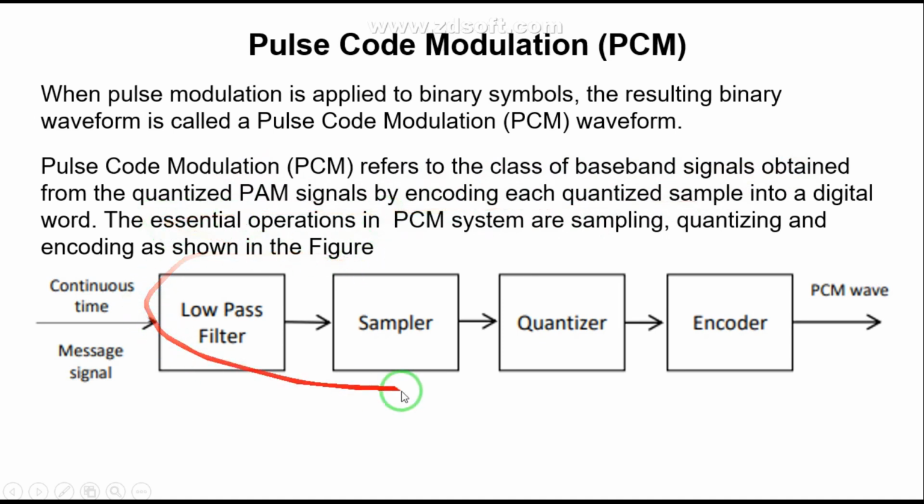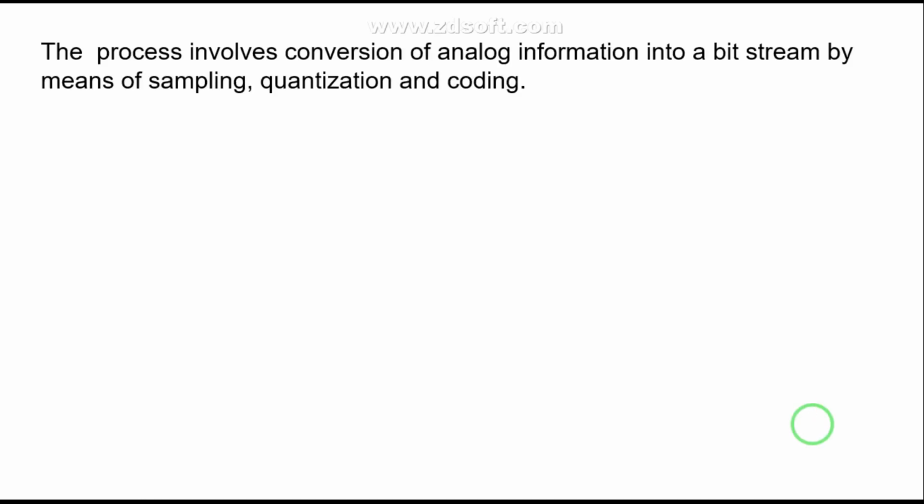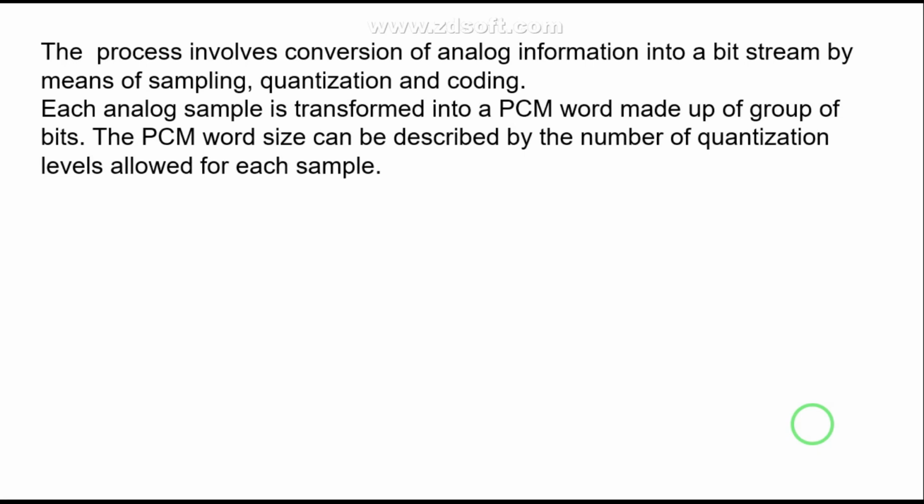And basically in PCM, what are the different operations that you can see? It is your sampling, quantizing, and most important, your encoding. After encoding, you would get the pulse code modulation wave. As we know, the process involves sampling, quantization, and coding, and each analog sample is transformed into a PCM word, which is made up of a group of bits.